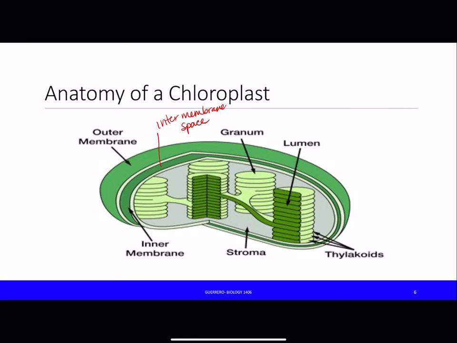Now, on the inside of the inner membrane, you have two things. You have the liquid part of the chloroplast, which is called the stroma.